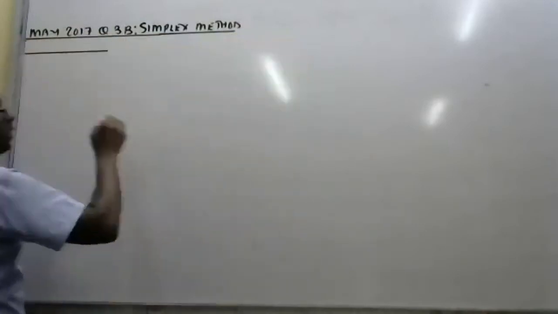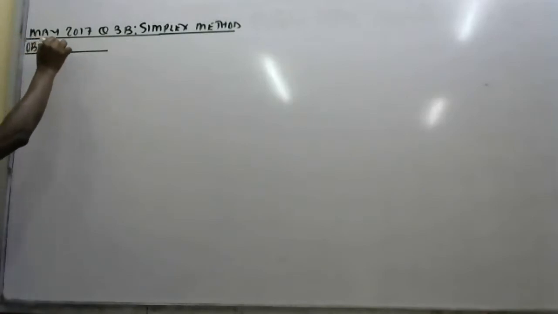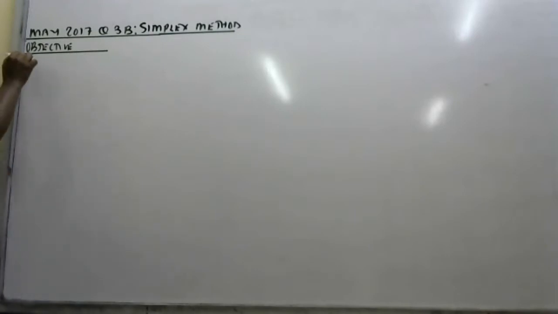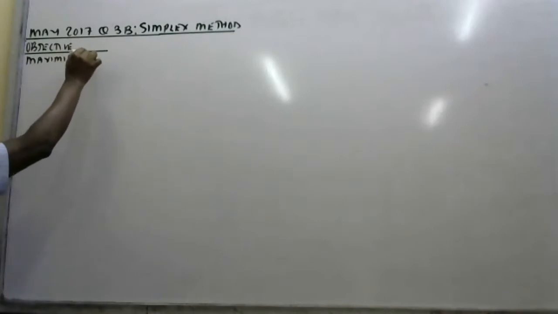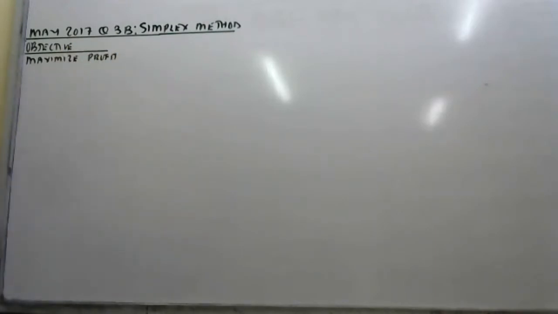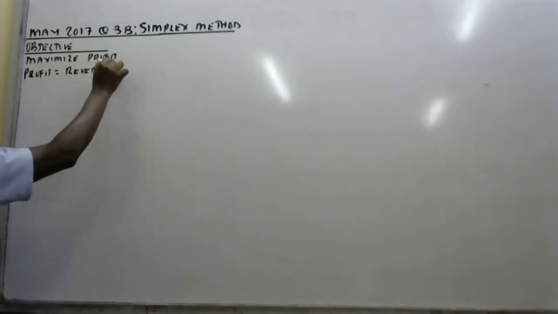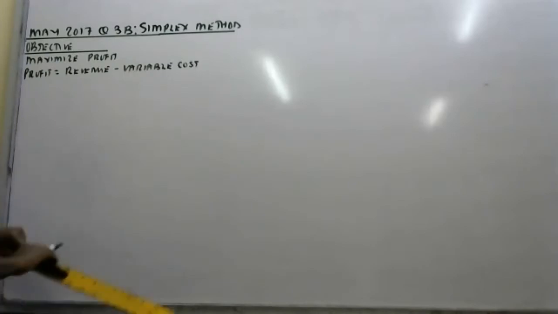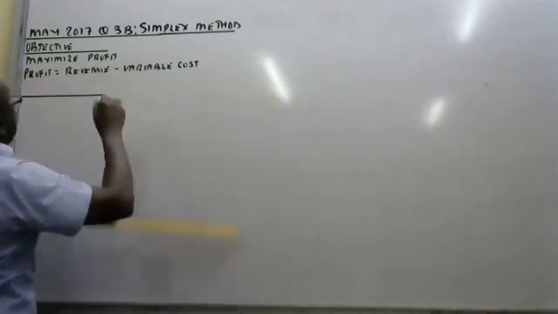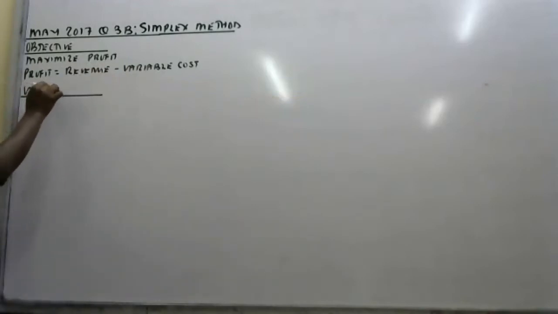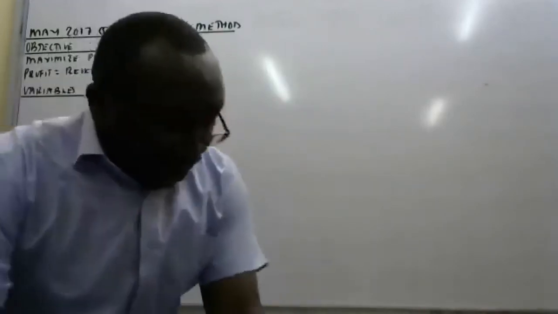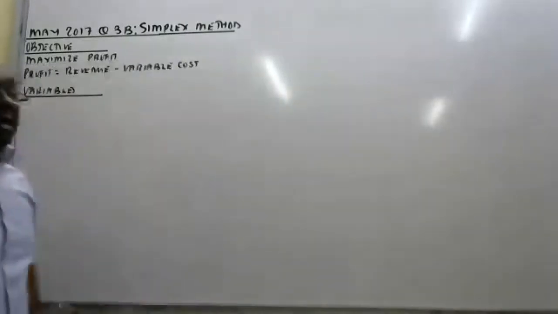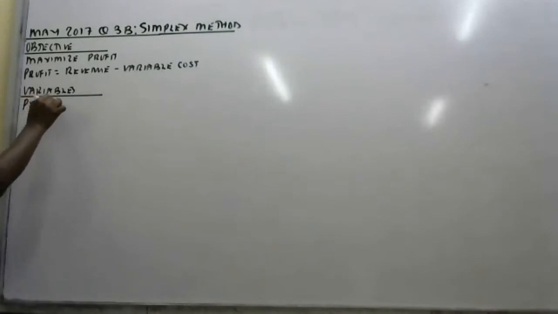Using Simplex method, I have always told you the very first thing is to know the objective. So the objective here is to maximize profits. And we know when we are in linear programming, profit is revenue minus variable costs. Step number 2 is to know the variables. The variables are the products that are being produced in the program. Now, in this question, the variables are product C1 and C2. So we have product C1, and then we also have product C2.